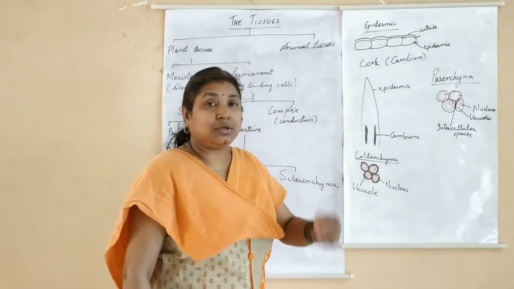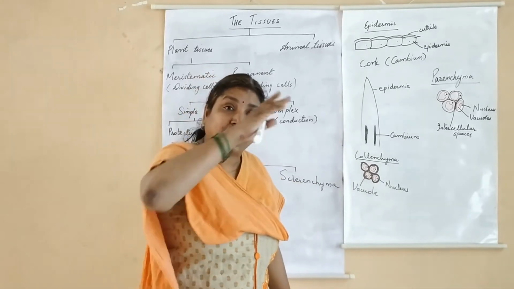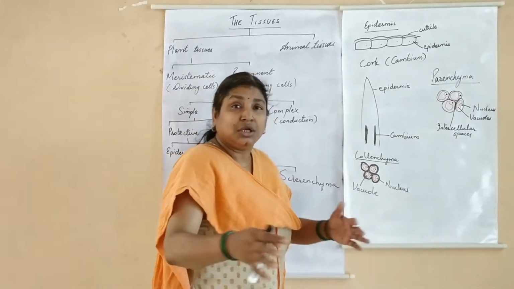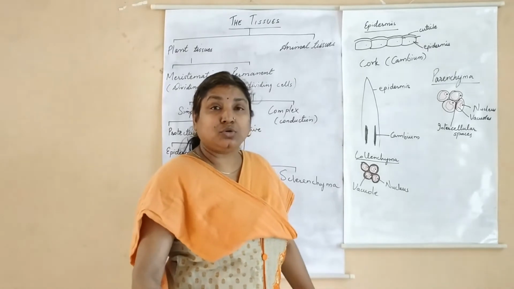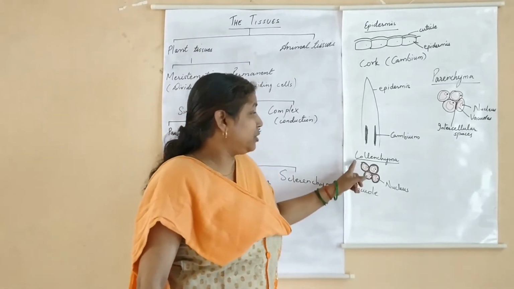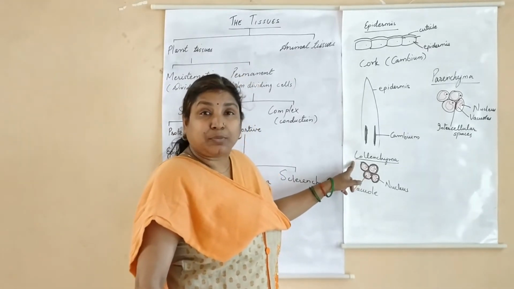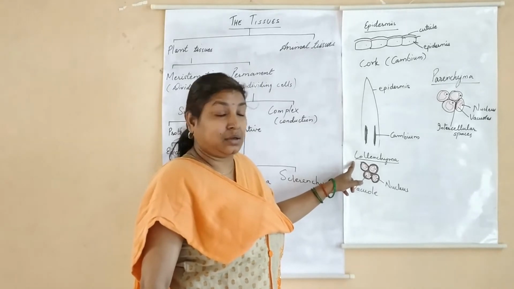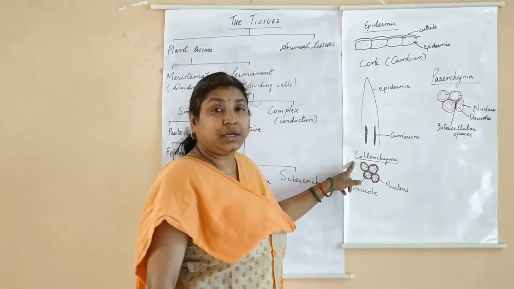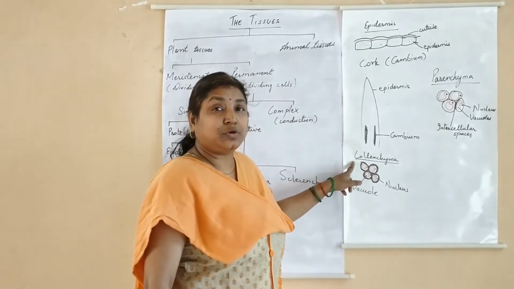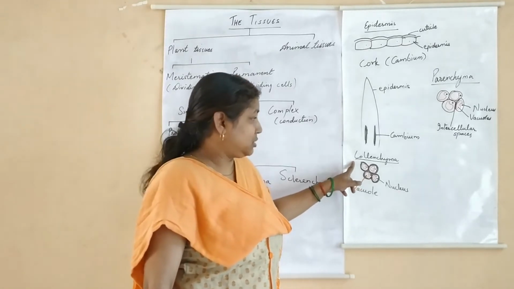Like when the strong breeze blows, you can see plants or twigs or stems bending down. But do they break? No. Why? Because of the support provided by the collenchyma cells.